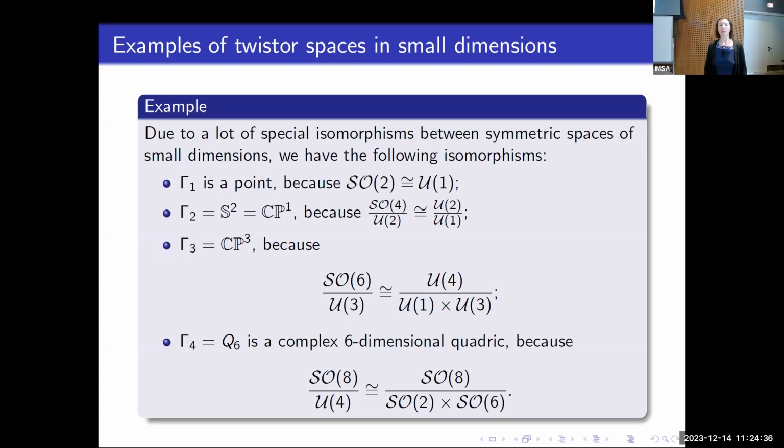Then Gamma 2 is isomorphic to S^2 or CP^1. So these become the twistor lines that Nigel was mentioning. Gamma 3 is CP^3, and Gamma 4 is the complex six-dimensional quadric. And then everything else is in higher dimensions.